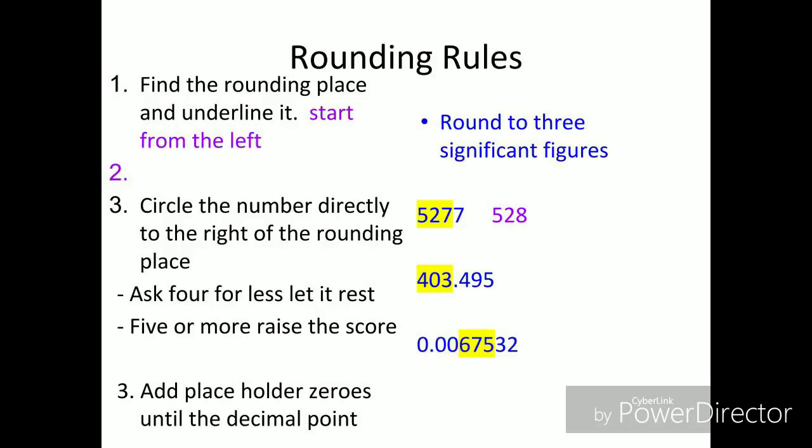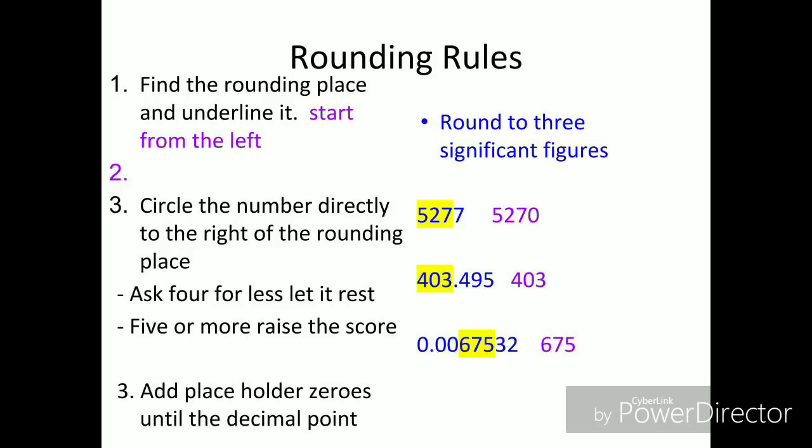So this leads us to the last step. After you write down all the significant digits required, you'll have to add placeholder zeros until you get to the decimal place. So when we add the 0 until we get to the decimal point, we get 5,280. 5,280 is definitely an approximation of 5,277.